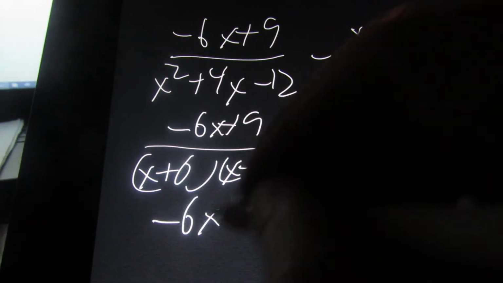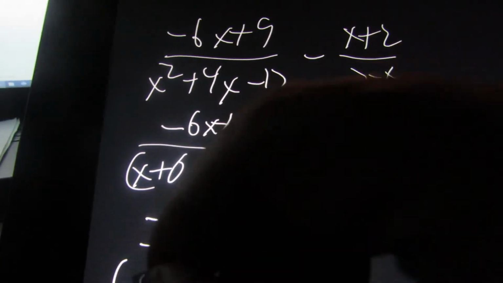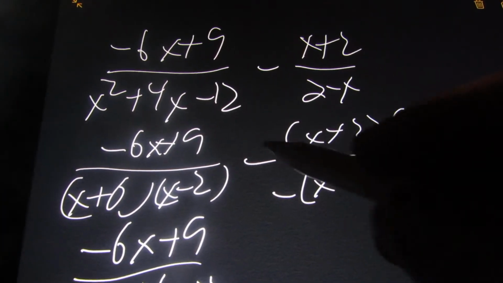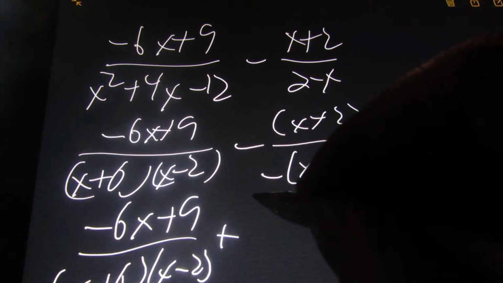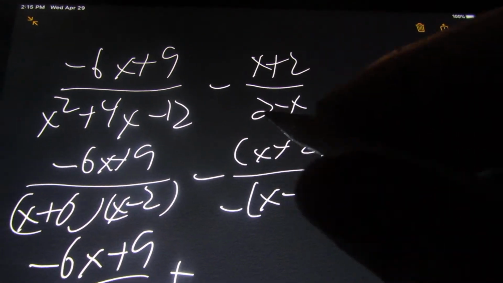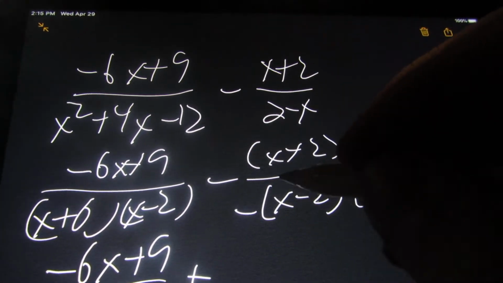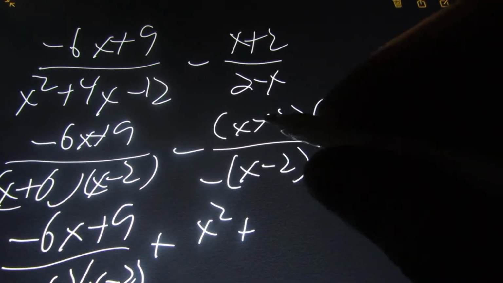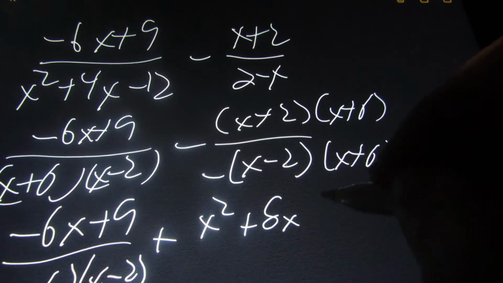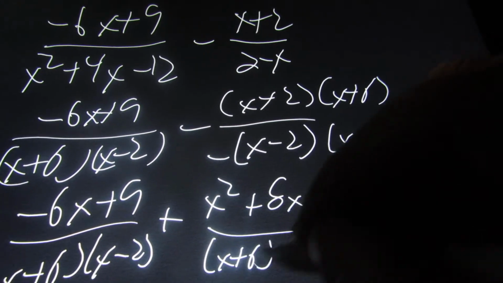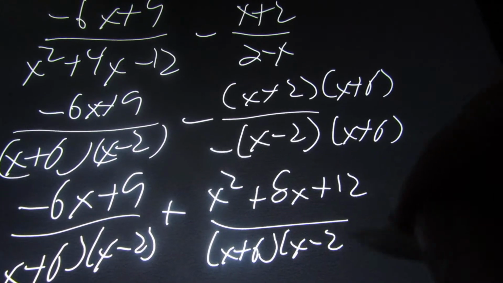I'll have negative 6x plus 9 over (x plus 6)(x minus 2). We have a minus minus, so it becomes a plus. And I'm going to multiply through here and get x squared plus 8x plus 12 over (x plus 6)(x minus 2).